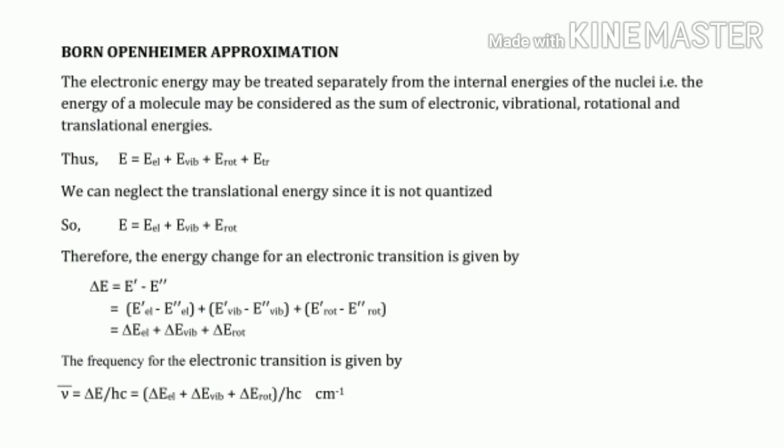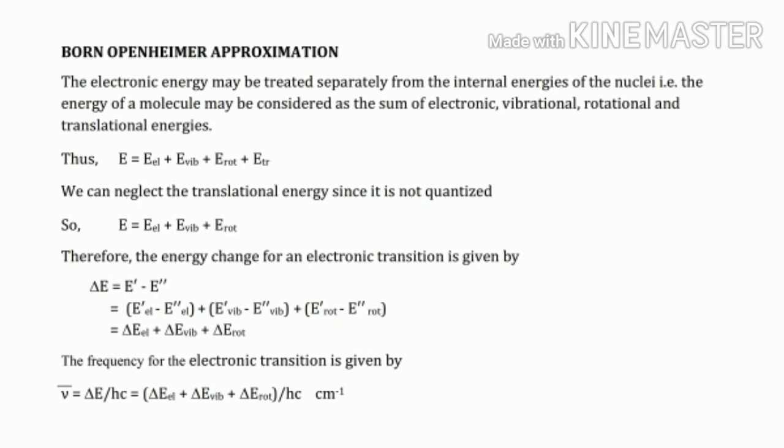Now we can neglect the translational energy since it is not quantized. So we can write E = E_el + E_vib + E_rot. Therefore the energy change for an electronic transition is given by ΔE = E' − E'', which is equal to E'_el − E''_el + E'_vib − E''_vib + E'_rot − E''_rot, which can be written as ΔE = ΔE_el + ΔE_vib + ΔE_rot.